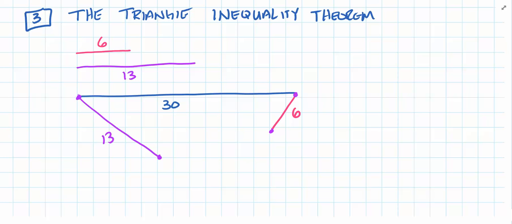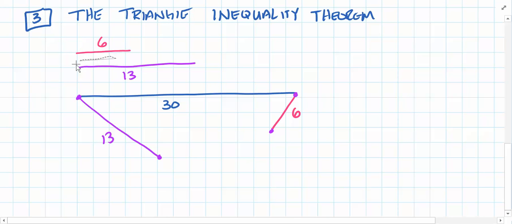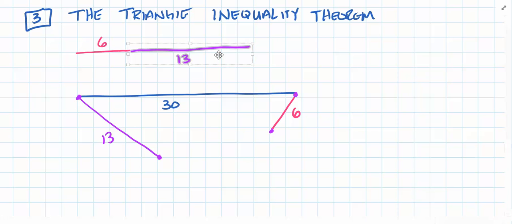Okay, so let's do this. Let's imagine for a second, I wonder if I could do this, right? Where's my drawing tool? Yeah, here we go. Check this out. What if I took this segment right here and I put it over here? How long would that segment then need to be? That would be a grand total of 19, right? But if I had a segment that was 19 units long, would that make a triangle? No, it'd make a straight line, right? So that segment needs to be less than 19 units, right?